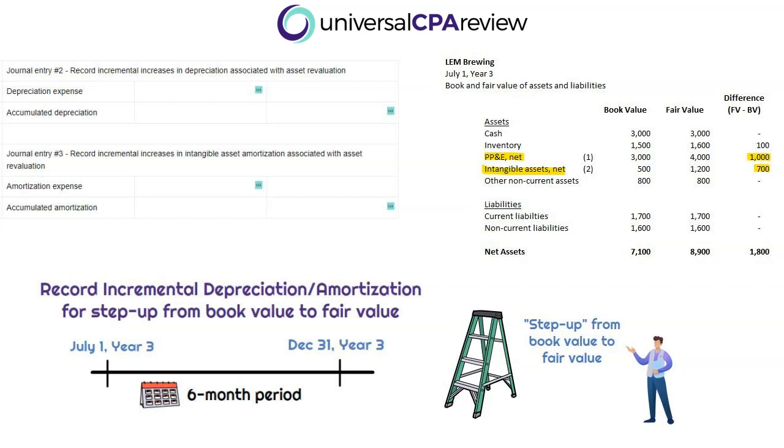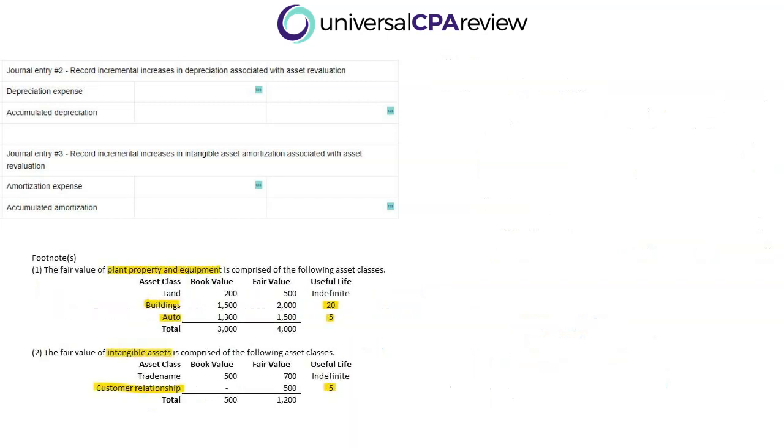So let's go attack the incremental depreciation for PP&E. So we'll pull up the net analysis valuation report from Goodman Thomas, right? And we can see the footnotes for both PP&E and intangibles. So starting with PP&E, we can see that really the difference is driven by land, buildings, and auto. But land is not depreciated, right? It has an indefinite life, so there's no depreciation there. However, buildings, there's a $500 increase with a useful life of 20, and then auto had a $200 increase with a useful life of 5.